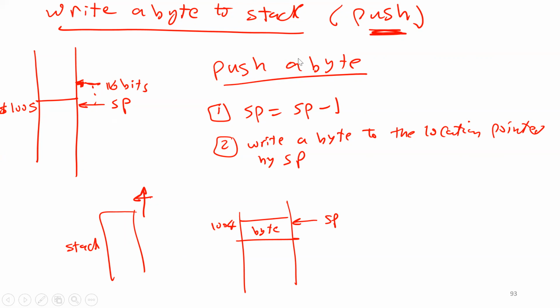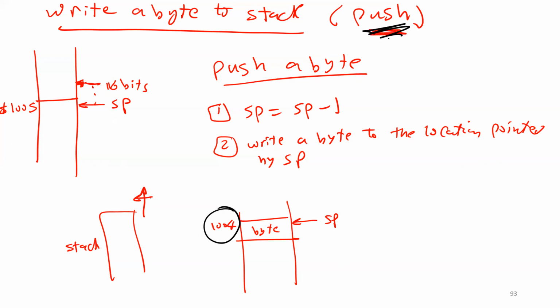When you push a byte, actually 2 things should happen. Number 1, the stack pointer should be decremented by 1, because when you decrement, the stack grows. So for example, if the stack pointer is originally at 1,005, now it should be at 1,004, as you see here. Number 2, write a byte at the location pointed to by the stack pointer. Is that okay? This is how we push to the stack.